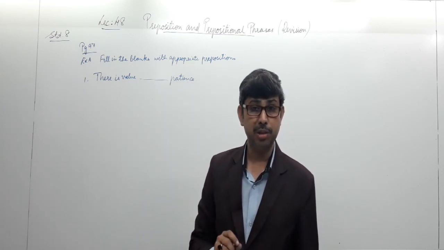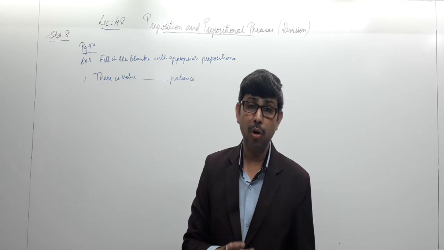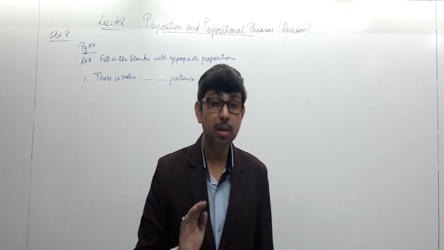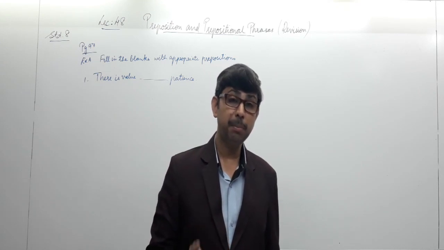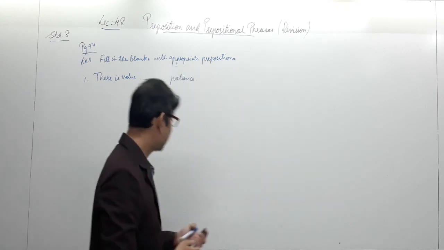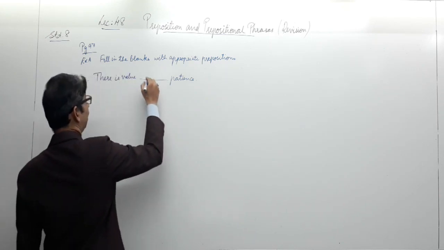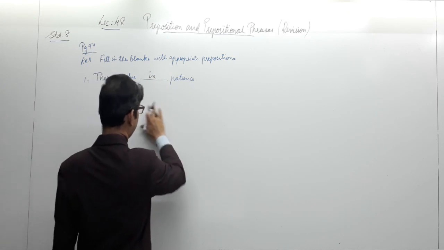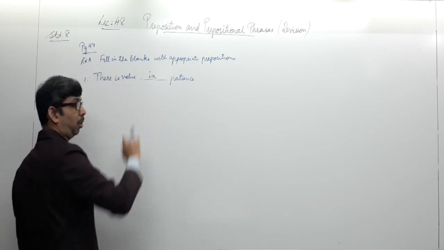There is value dash patience. Here patience refers to keeping your mind calm. So we can say there is value in patience. So when you keep patience, it's a valuable act, it's a valuable virtue. So we say there is value in patience. We will not be able to use any other preposition besides the word in.